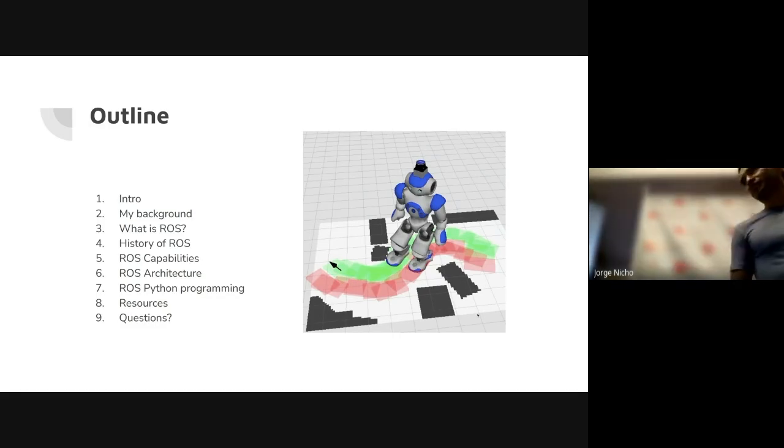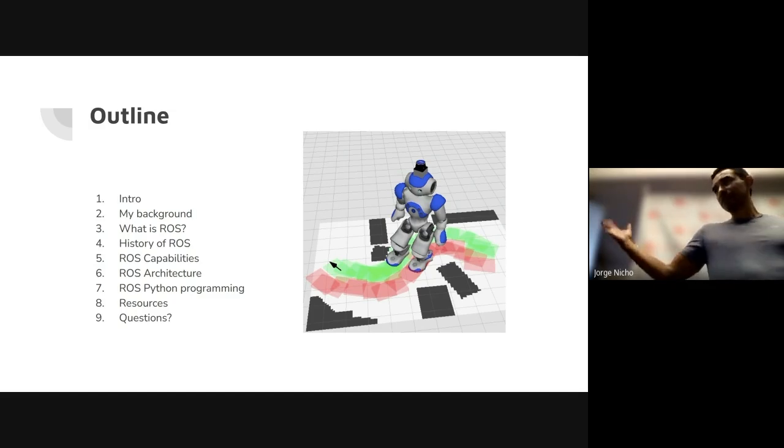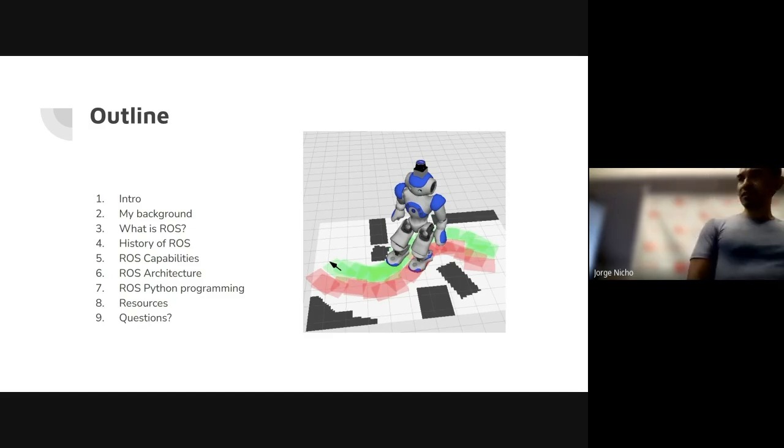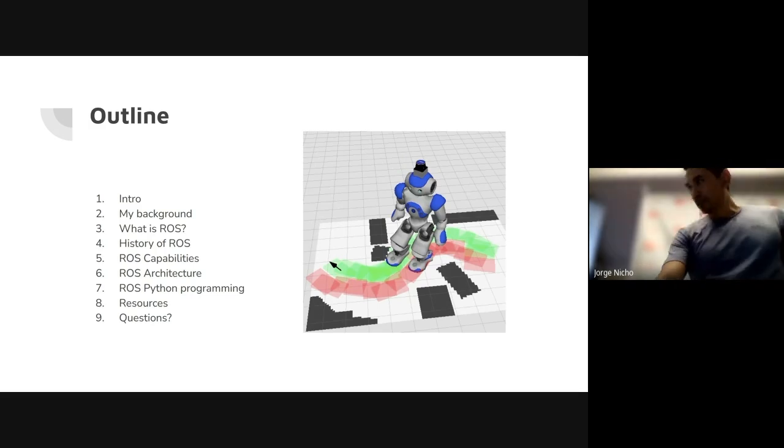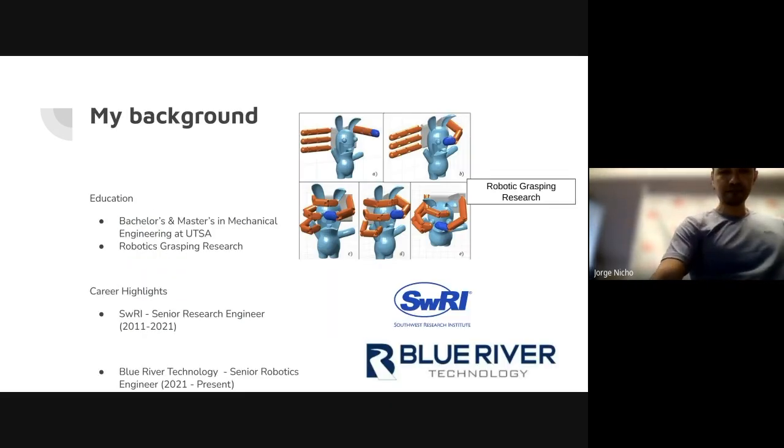All right, so here's the outline for the presentation. Hopefully the audio works well. So obviously there's the intro, which is this. Then I'll go over my background in robotics, then jump into what is ROS, history of ROS. Then I'll mention some of the more notable ROS capabilities. I'll describe some details of the ROS architecture. Then I'll jump into some coding examples with ROS in Python. And then I'll point you to some resources, and I'll then open the floor up for questions.